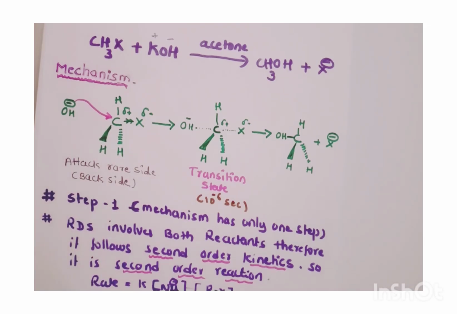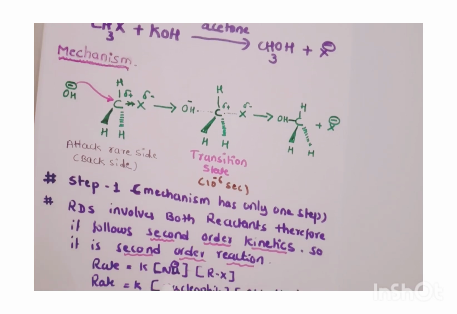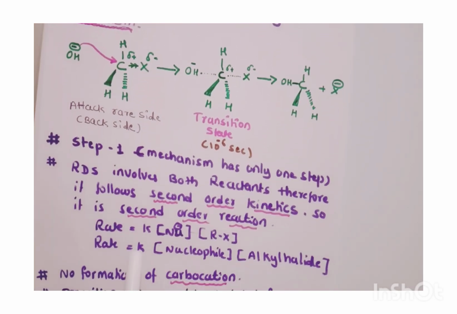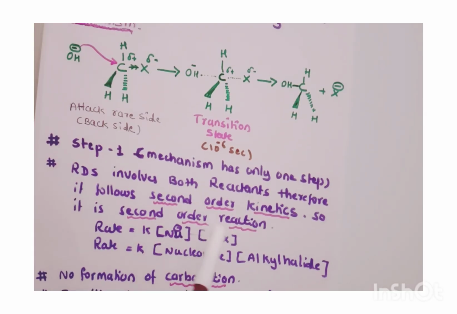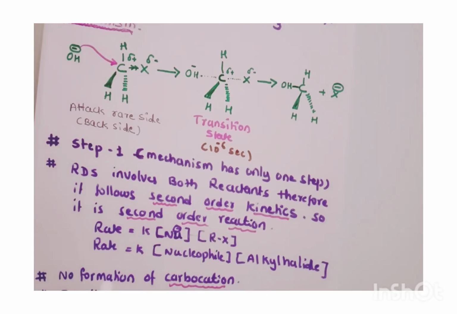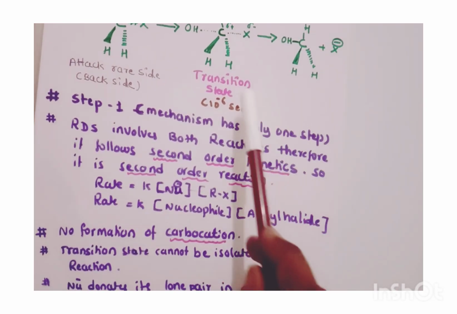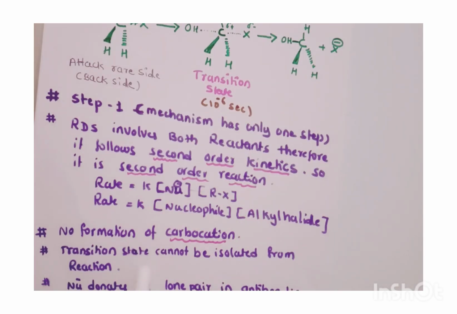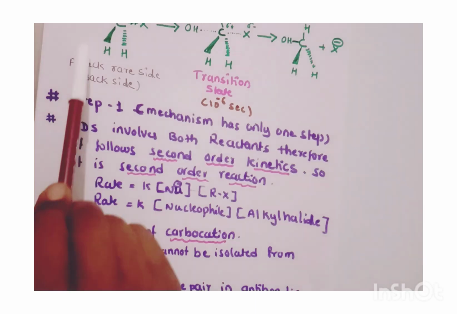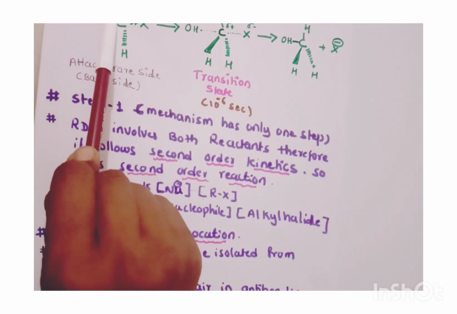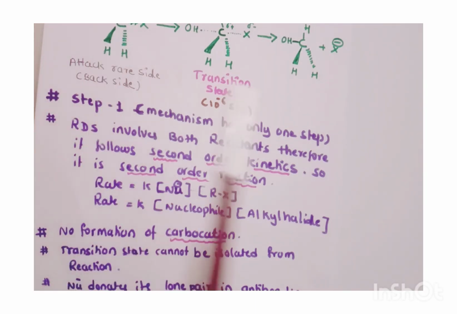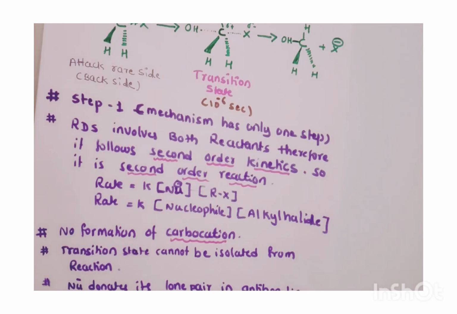Therefore, here the rate of reaction depends on the concentration of both the reactants. The rate depends on the concentration of nucleophile as well as alkyl halide. Therefore, this reaction follows second order kinetics. This is a second order reaction. There is no formation of carbocation, whereas in SN1 reaction there is a formation of carbocation. Here we get a transition state, and this transition state cannot be isolated from the reaction. Here the nucleophile, this OH minus, donates the lone pair of electrons to the anti-bonding molecular orbital of the carbon atom.